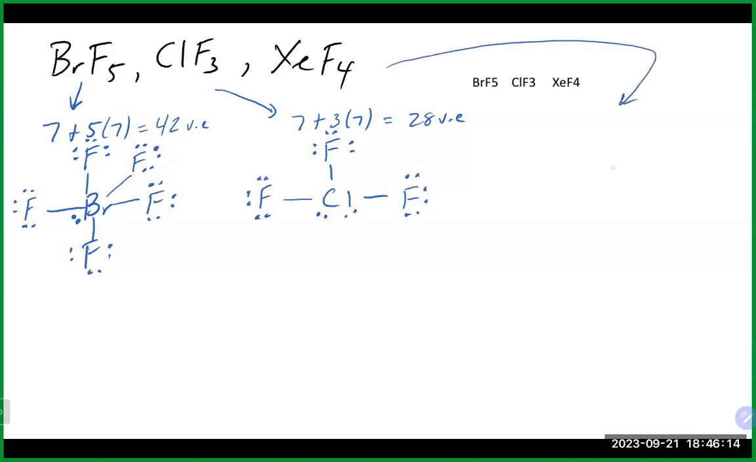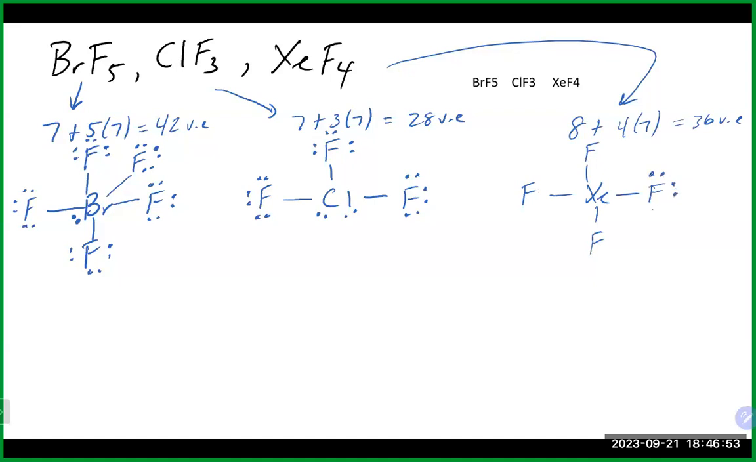And lastly, here, xenon, which is our noble gas, that's actually group 8, plus 4 times 7. That's 28 and 8, 36, something like that. Xenon would go in the center. By the way, the electronegativity value for noble gases is 0. They really don't want to basically do anything, so they basically have no electronegativity. We'll do our fluorines around, doing our single bond here. And now that's 2, 4, 6, 8 electrons. So we've got a bunch more to go.